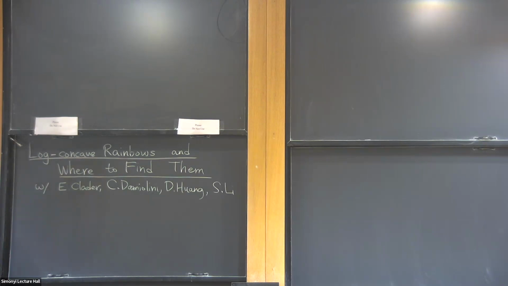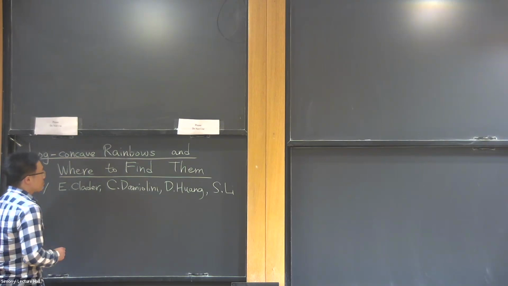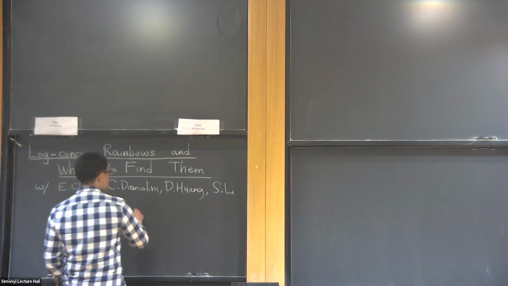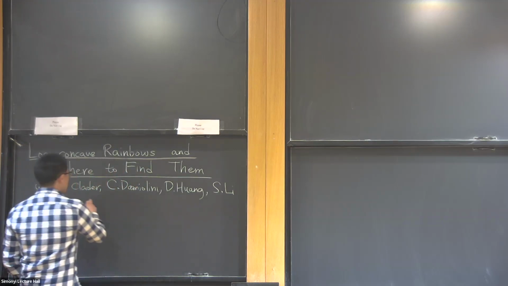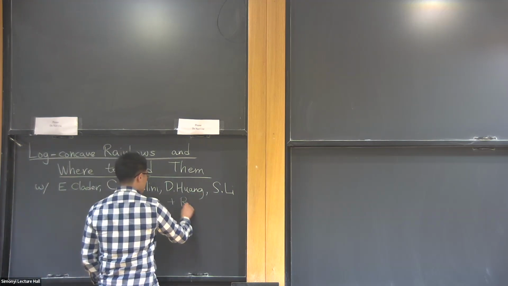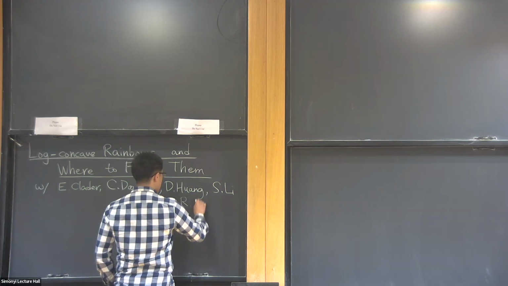But this is work with Emily Clater, Chiara Damiolini, Daoji, who's here, and Shira, who's also here. Sorry? Maybe Rohini. And then I'll mention where the kind of objects that we were looking at comes from. So there are a series of papers of these 4 plus one more person, Rohini plus.